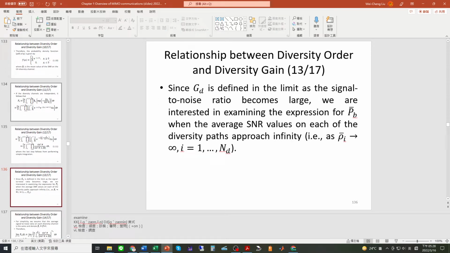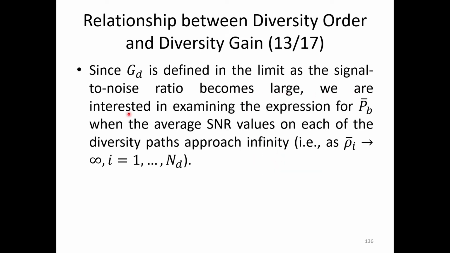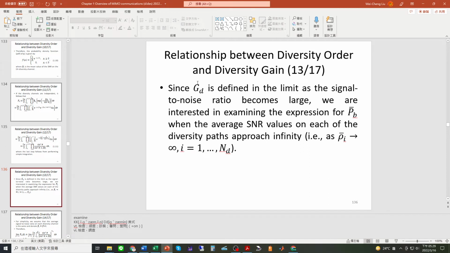Since GD is defined in the limit as the signal-to-noise ratio becomes large, we are interested in examining the expression for P bar B when the average SNR values on each of the diversity paths approach infinity. That is, as rho bar I approaches infinity, where I is equal to 1 to ND. Here GD is the diversity gain, and ND is the diversity order.